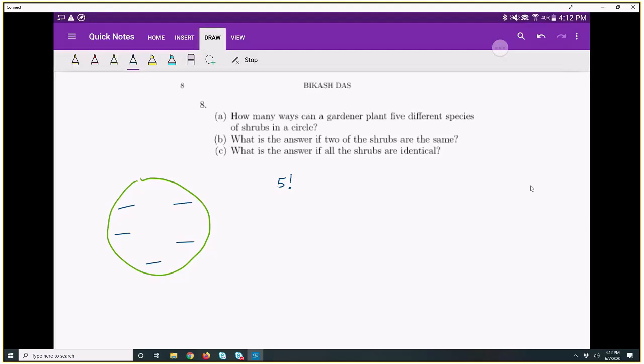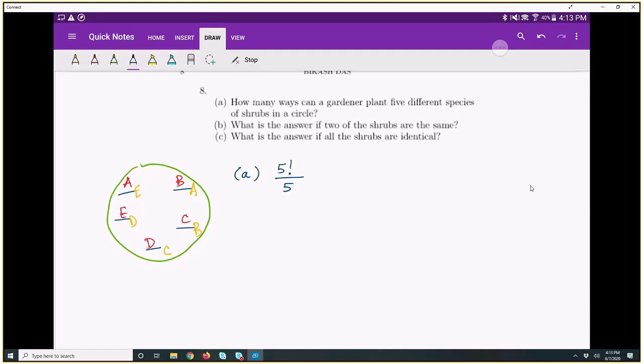But there's something interesting that's happening now because it's a circle. So if we think about, say I have A, B, C, D, and E, or I had A, B, C, D, and E, we're going to consider these as the same because their positions relative to each other are the same. And so to account for that, I would need to divide by 5 for the 5 places. So when we have a circle, all of these permutations are the same. So we get 5 factorial over 5, which is just 4 factorial, or 24.